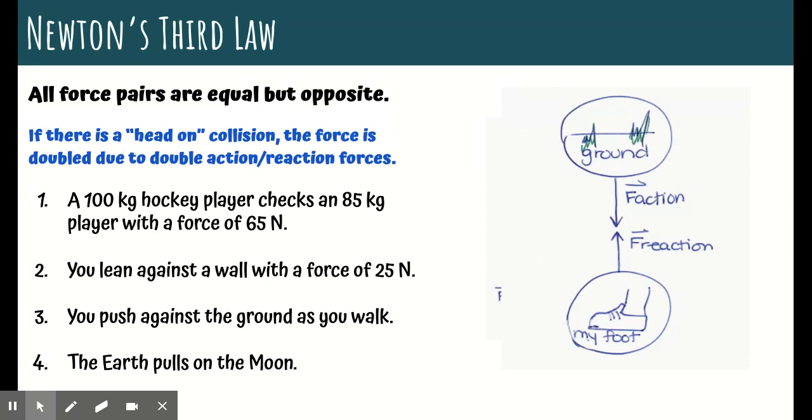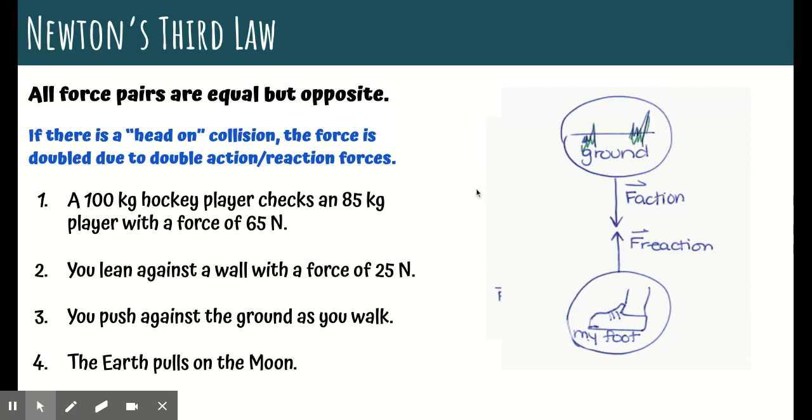This is why you can push off the ground. This is also the same reason why if you're walking in mud or really soft sand or something like that, you don't get as much reaction force from that because it absorbs it. So if you're walking across a hard surface, you're going to get an equal but opposite reaction force from whatever action force that you applied.